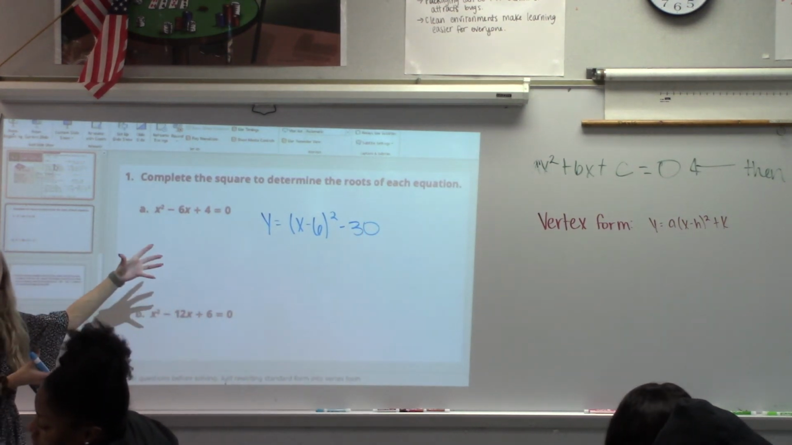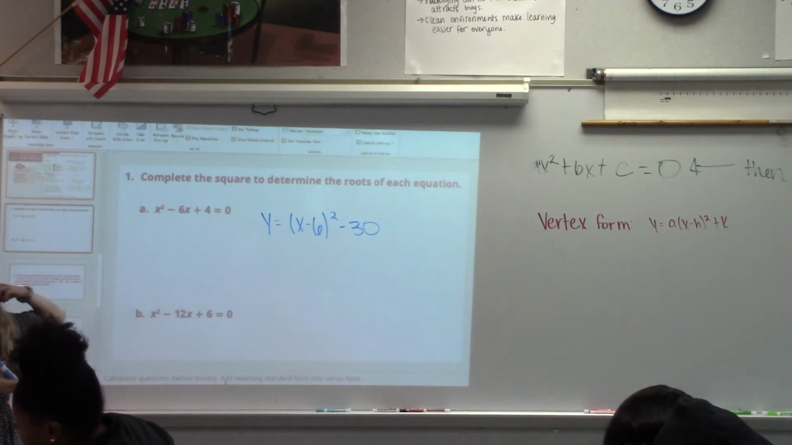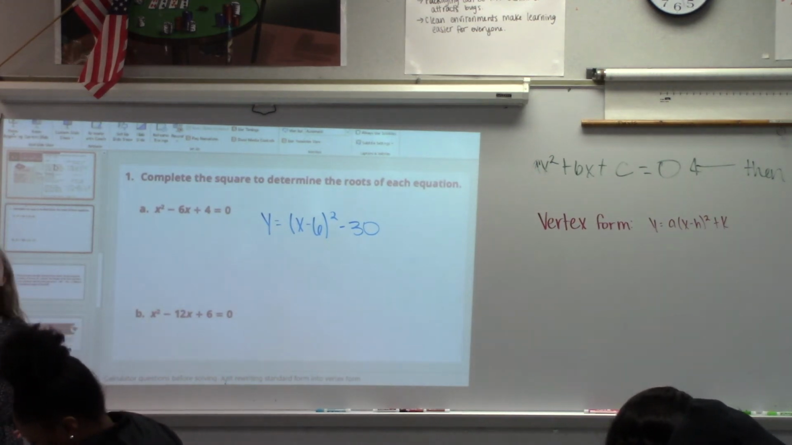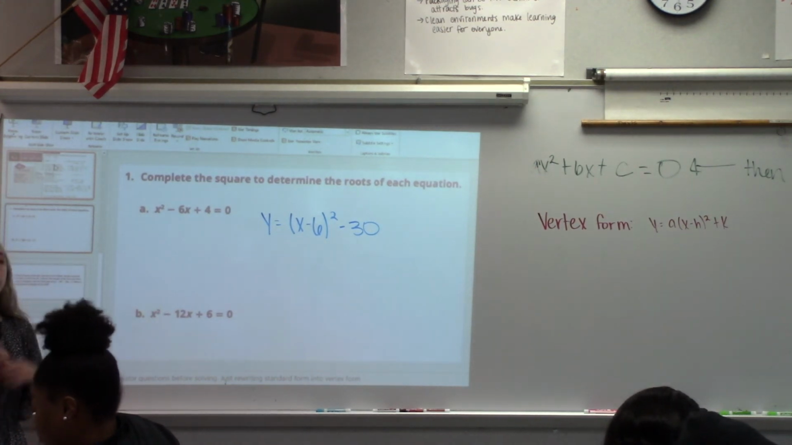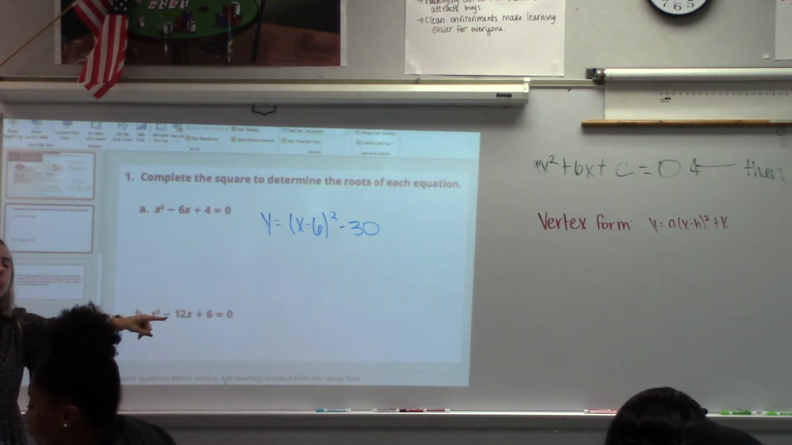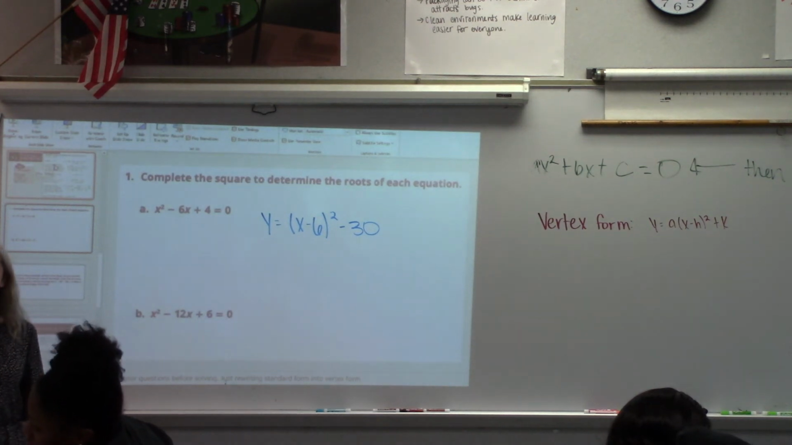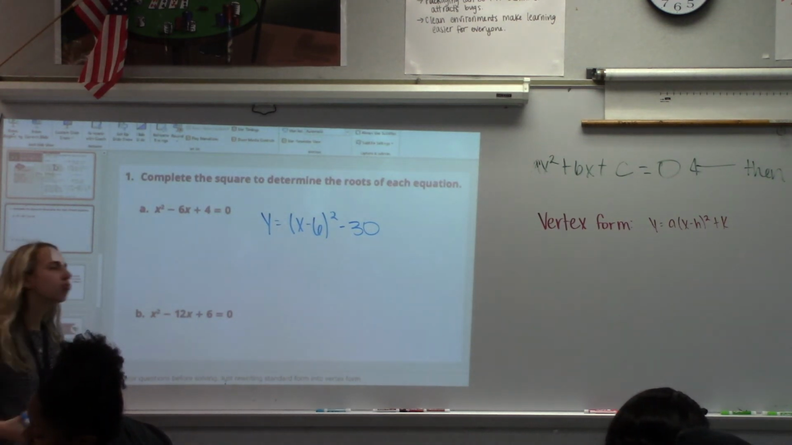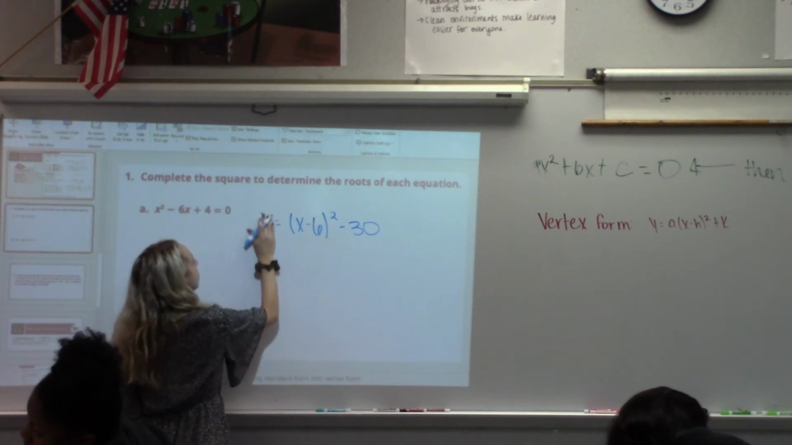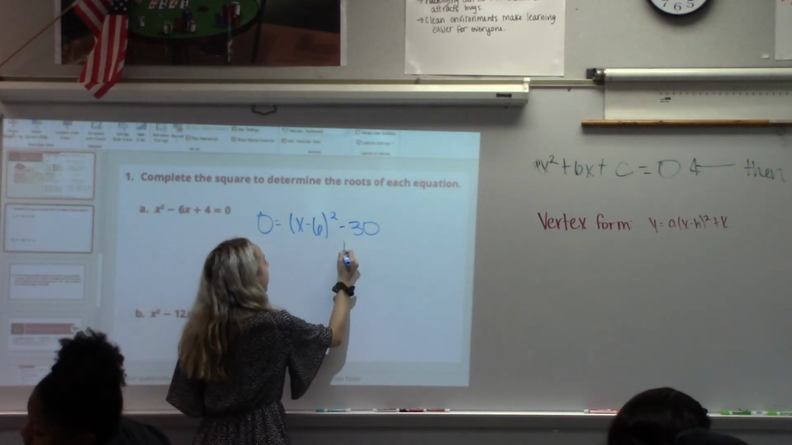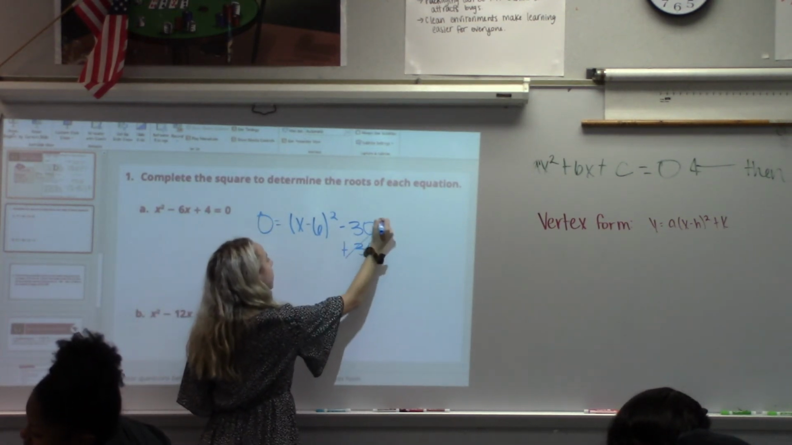Okay, so this is this equation in vertex form. How am I going to find the solutions for it? By solving it. Before I can solve it, what do I have to change about it? I have to set it equal to 0 because I'm using what property? Plus 30. Okay, plus 30.